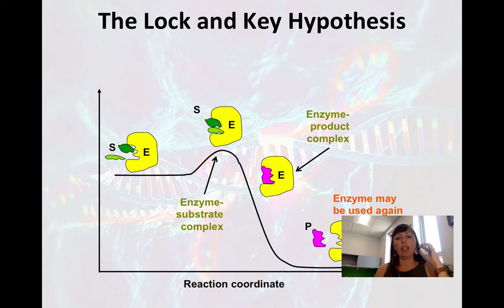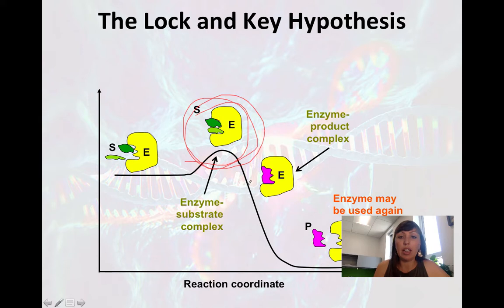So with the lock and key hypothesis, this model shows the substrates coming into contact with the enzyme. And here, let me use my pen here. Okay, here you have the enzyme-substrate complex. Okay, here is the enzyme-product complex. And then at the end, the enzyme leaves and may be used again.